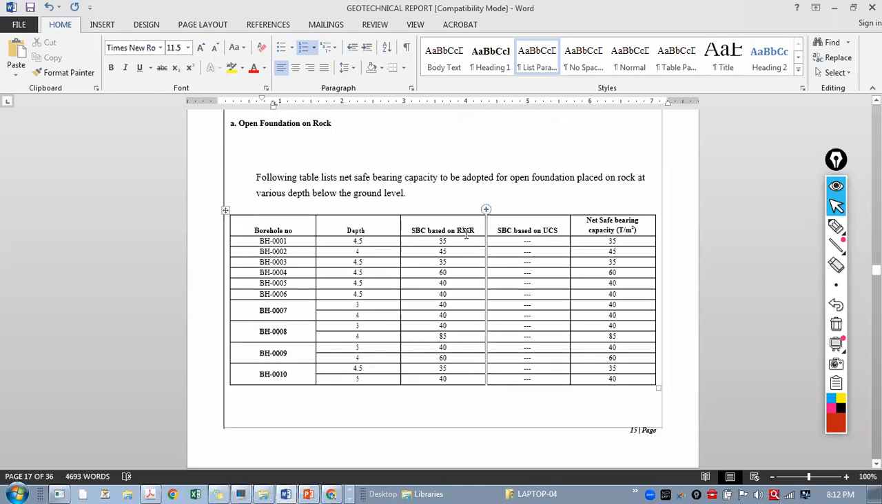Now see here, SBC for borehole number 1 is 35. For number 2, and the depth is also given, 4.5, it is 35. For borehole 4, it is 45. So there are different SBC values given here. Now tell me, if you are a structural engineer, what SBC will you take in design, at what depth? What will you do, tell me?